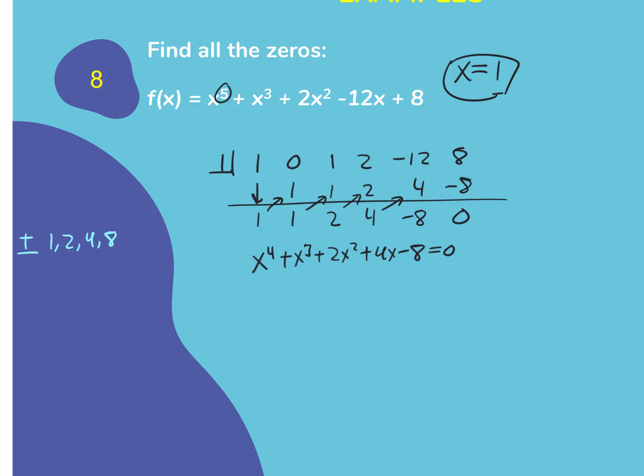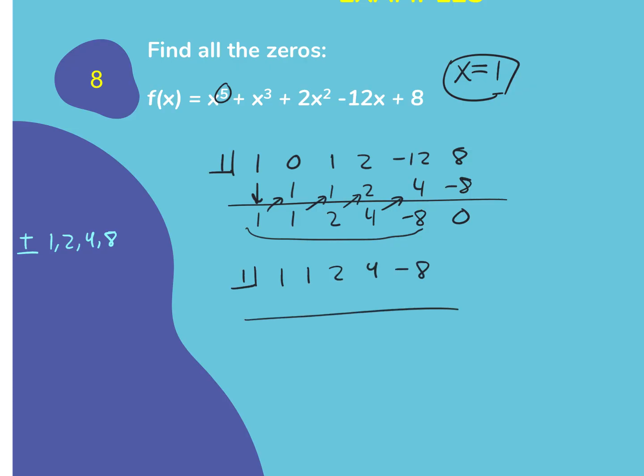So what we're going to do is we're going to do synthetic division again using these as our coefficients, right? I don't want to start from the beginning using these numbers, right? Because if we can narrow it down to just a few like we do here, then that's going to be ideal, right? So I'm going to do the same thing. I'm still going to use 1, right? Just because 1, even though it worked once, it doesn't mean it can't work twice, right? So let's just try it. 1, 1, 2, 4, and negative 8. Let's just see if 1 works again, right?